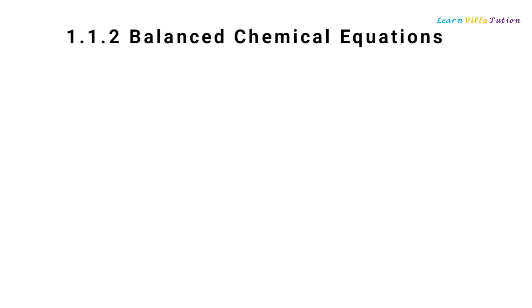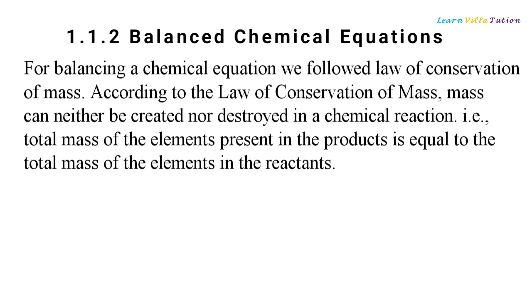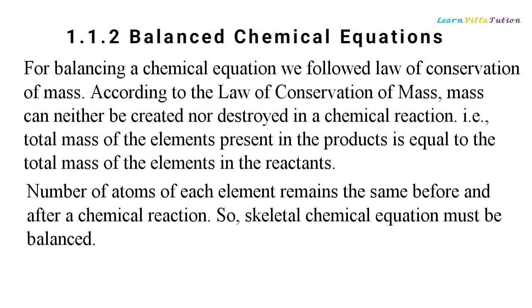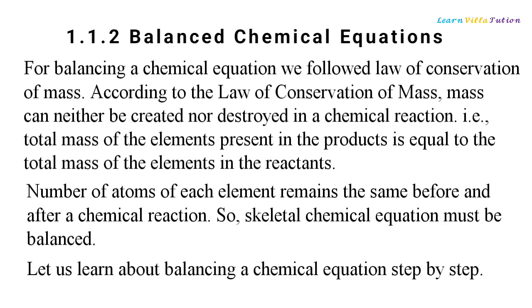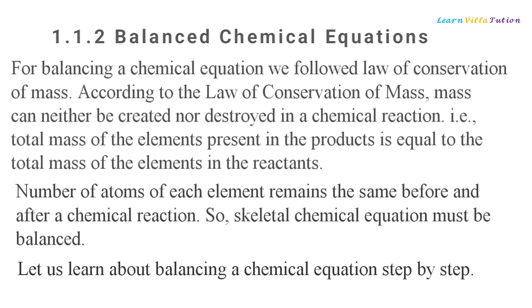Balanced chemical equations. For balancing a chemical equation, we follow the law of conservation of mass. According to the law of conservation of mass, mass can neither be created nor destroyed in a chemical reaction. So the total mass of the elements present in the products is equal to the total mass of the elements in the reactants. The number of atoms of each element remains the same before and after a chemical reaction. So, a skeletal chemical equation must be balanced. Let us learn about balancing a chemical equation step by step.